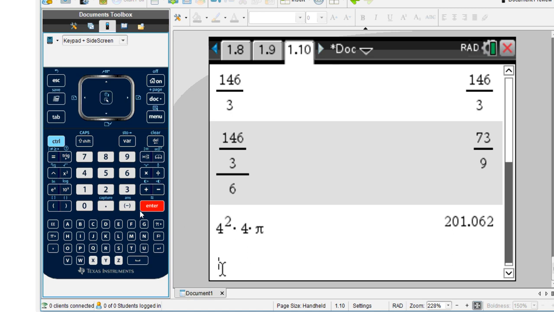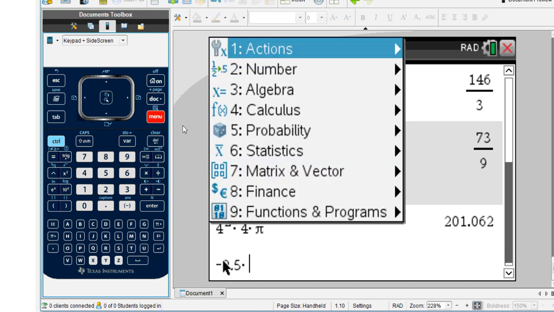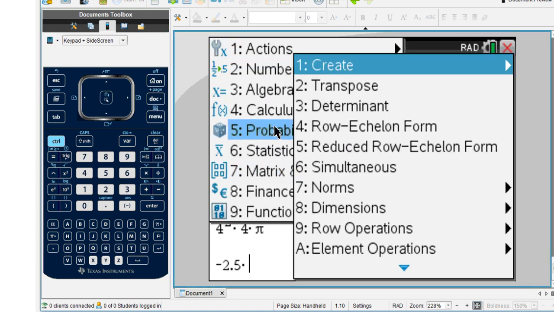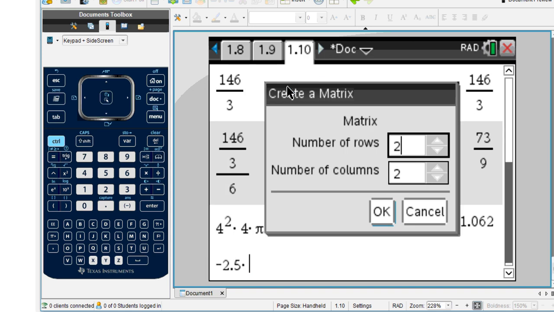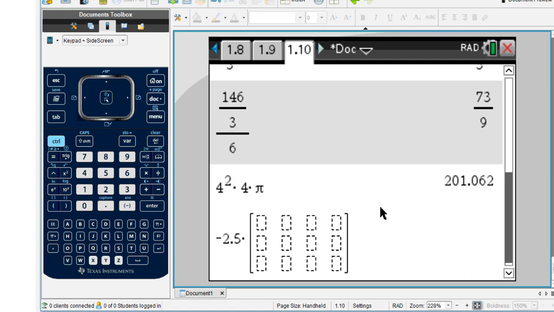Okay, so we're going to have negative 2.5 times, and we're going to go get our 4x3 matrix. While we get our matrices, we go to 7, 1, 1. And our number of rows we want is 3, and number of columns we want is 4. So, okay, we can just type in everything here.